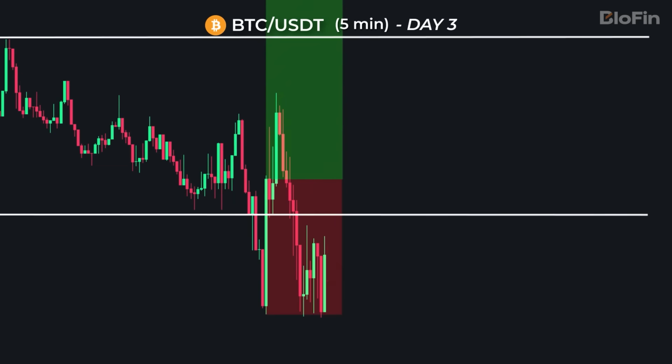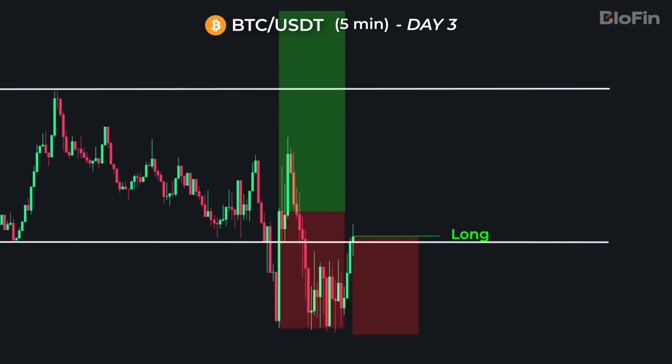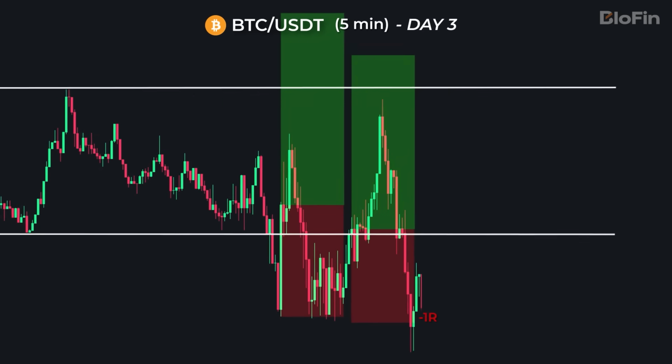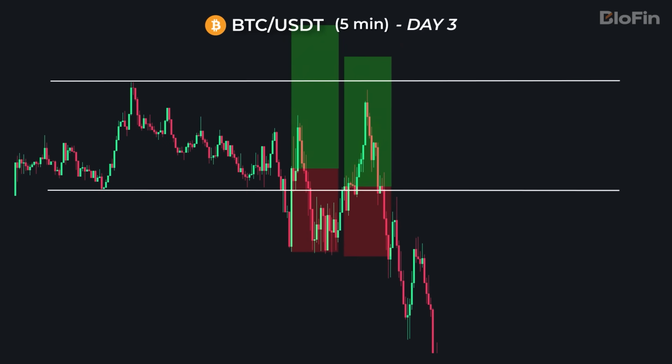On the same day, price actually gave another long setup. We can place a stop loss at the range low and take profit at 2 times risk. And here, price moved up a little, but then dropped back down and hits our stop loss once again. So that's another 1R loss for the day. After that, price didn't re-enter the range until the end of the day. So that wraps up today's session.